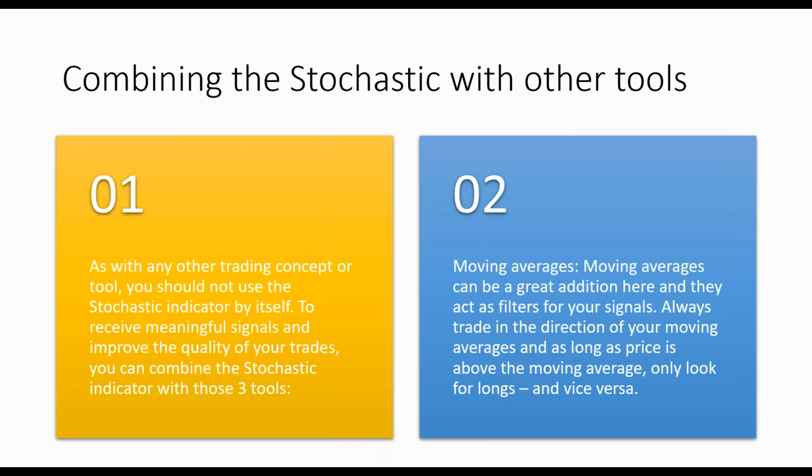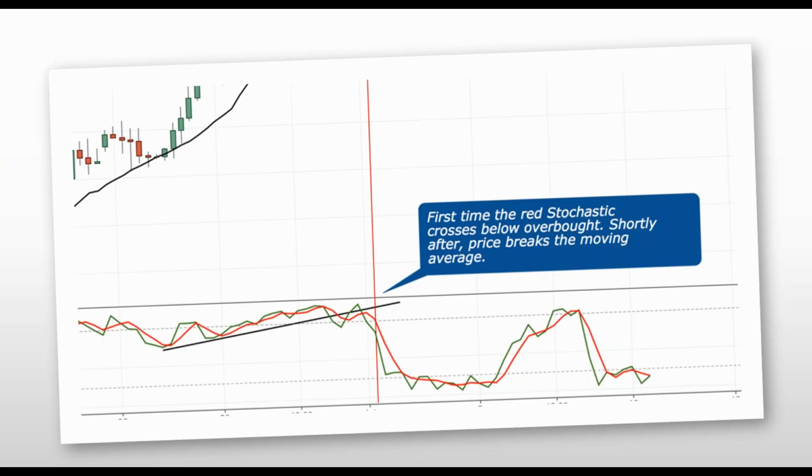Now, it's very important that, as with any other trading concept or tool, you should not use the stochastics indicator by itself. To receive meaningful signals and improve the quality of your trades, you can combine stochastics indicators with those tools we talked about. You just saw it before, Fibonacci levels. You saw volume. You also saw us use it with support and resistance. But moving averages can also help greatly. Moving averages can be a great addition here, as they can act to filter out your signals. Always trade in the direction of your moving average as long as price is above the moving average.